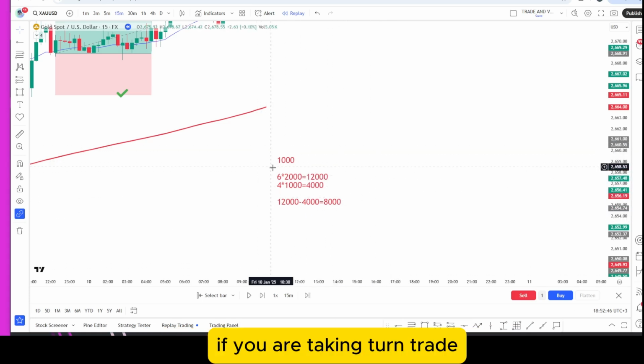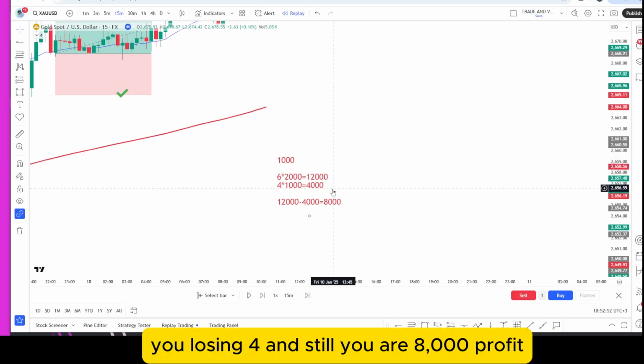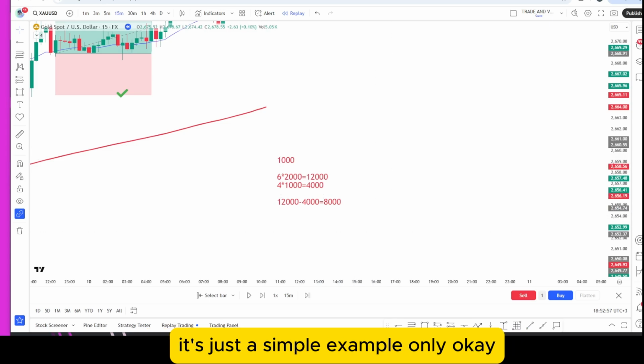If you are taking 10 trades, risking $1,000 per trade, winning 6 and losing 4, you still end up with an 8,000 profit. It's just a simple example.